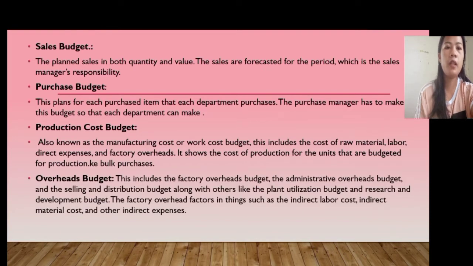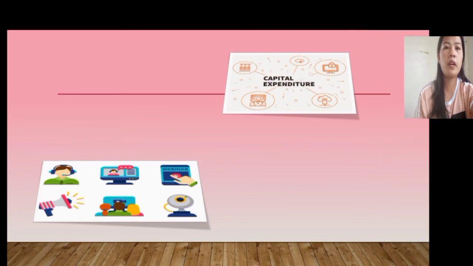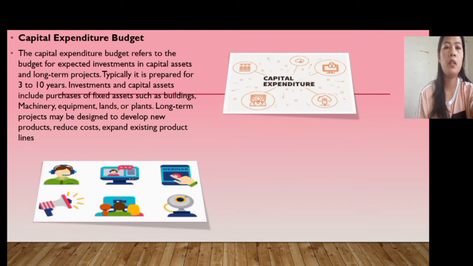Overhead budget. Overhead includes the factory overheads budget, the administrative overheads budget, and the selling and distribution budget, along with others like the plant utilization budget and research and development budget. The factory overhead factors in things such as the indirect labor cost, indirect material costs, and other indirect expenses. So those are budgets under the operational budget.